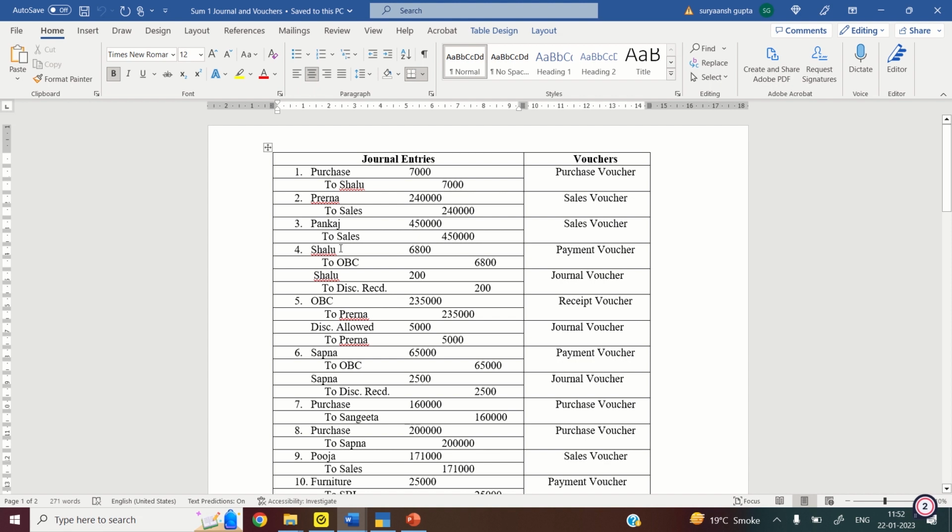Paid money to Shalu in full settlement for transaction number 1 above. Now, we purchased from Shalu for 7,000, right? But we have paid Shalu only rupees 6,800. So the journal entry will be Shalu to OBC 6,800, which will come in the payment voucher, and Shalu to discount receipt, because we have paid 6,800 out of 7,000, so 200 will be discount receipt. So Shalu to discount receipt will be 200, and as it is another voucher, it will come in the journal voucher. So fourth, two adjustments, two journal entries and two vouchers.